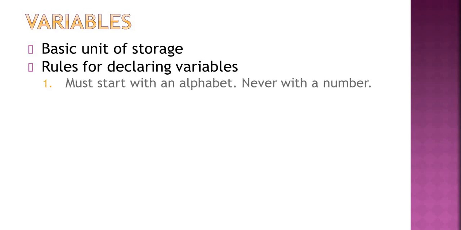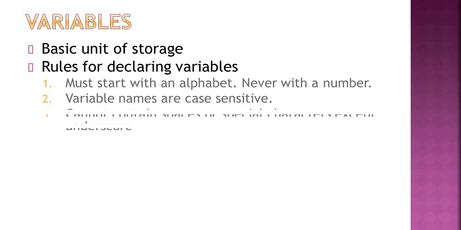The first rule is the variable name must start with an alphabet and never with a number. Next one, variable names are case sensitive. This means that capital A and small a are different variables.